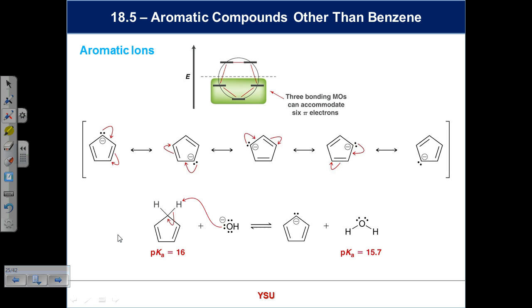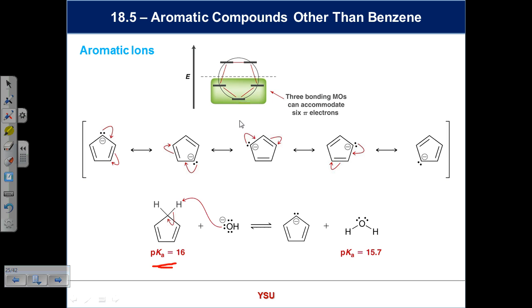But this material at the bottom, cyclopentadiene, has a pKa of 16. Now, what else do you know has a pKa of 16? Water, alcohols, right? They're moderately acidic. So there's something about this molecule that's quite different that makes it a pretty acidic carbon-based molecule. And the answer is, when you take off that proton, the conjugate base you make is aromatic. And so we have to understand that.